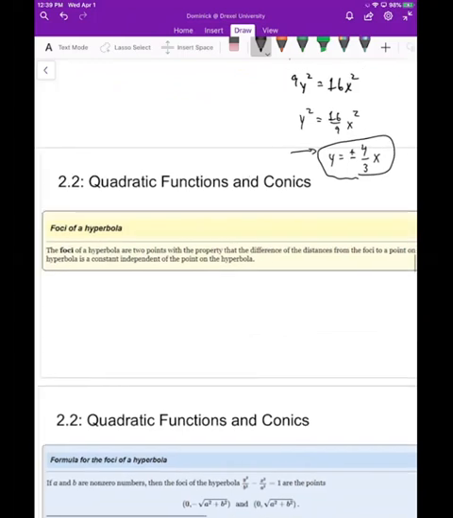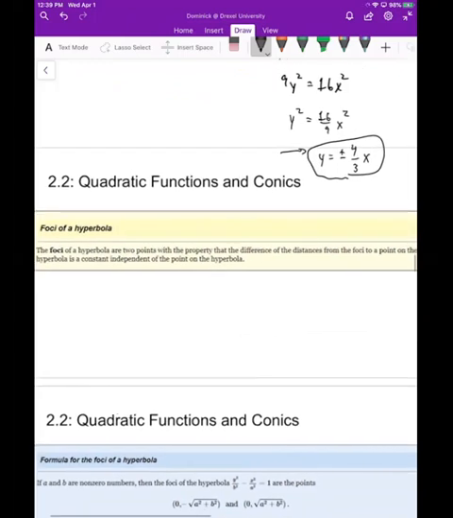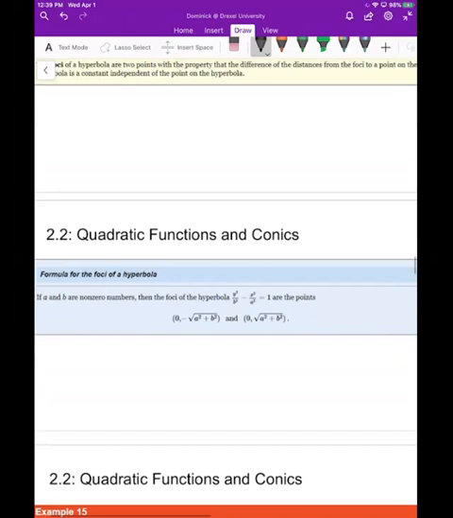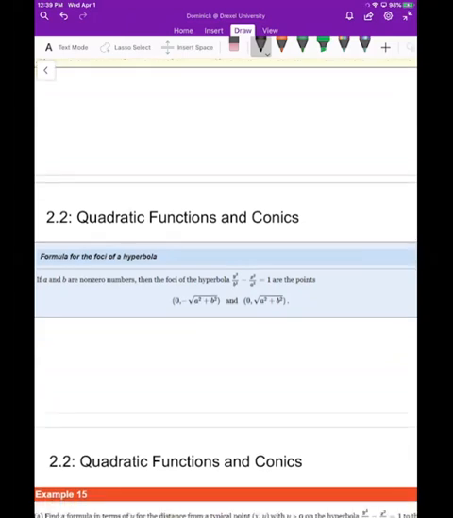Now for the foci of a hyperbola, you get a similar situation as we did with the ellipse. Your foci of a hyperbola are two points such that if you pick any point on your hyperbola and you measure the distance from both of the foci and you add them, you're going to get the same number every time. You can find the foci similarly to as we did before, except it's always going to be 0 in the first coordinate. So it will be 0 and then plus or minus the square root of a squared plus b squared.